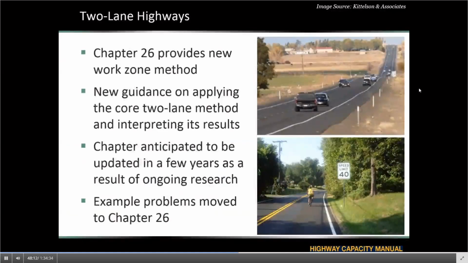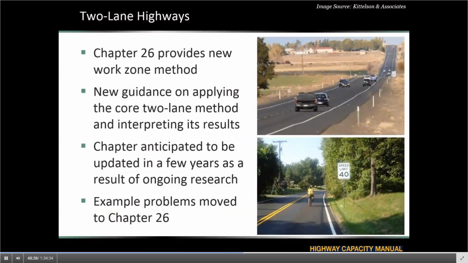For the two-lane highways, the biggest change is that there's also a new work zone methodology that's available in Chapter 26. There's also some new guidance for how to apply the method. And really the biggest news is that there is a new method being developed as part of NCHRP project 17-65. That project is ongoing, has not been completed as part of the HCM 6th edition.